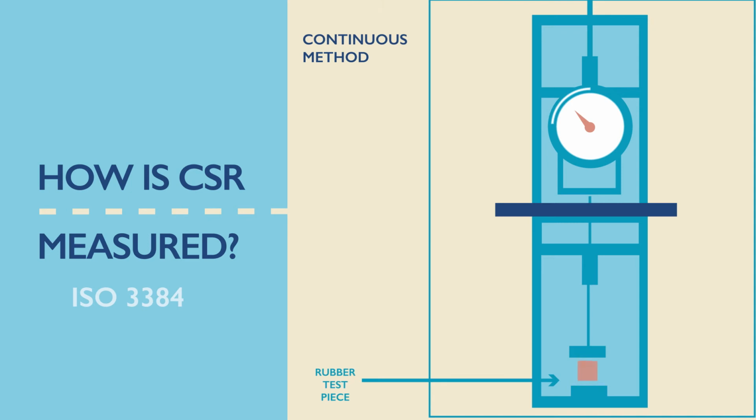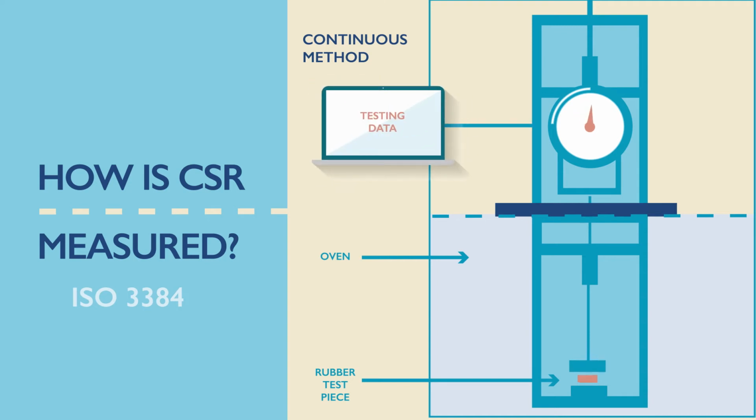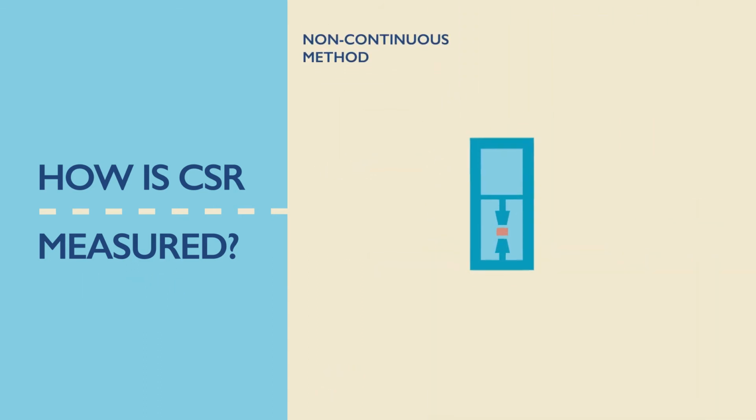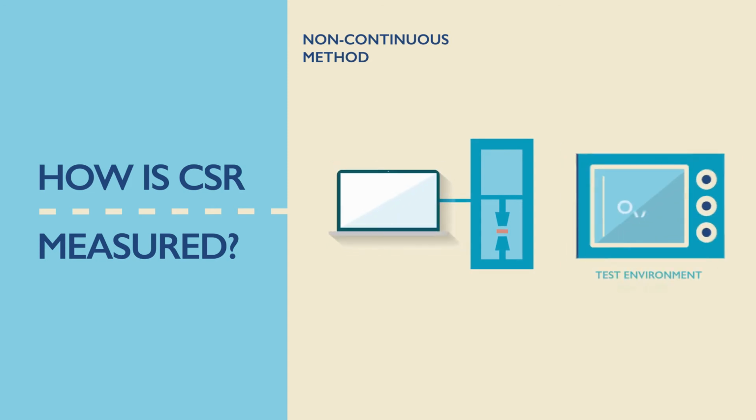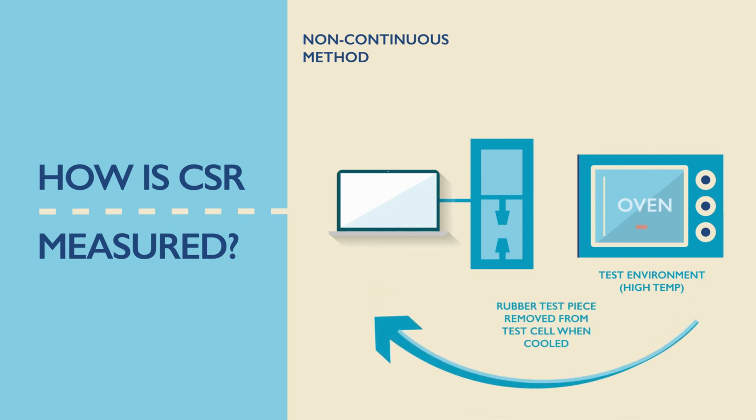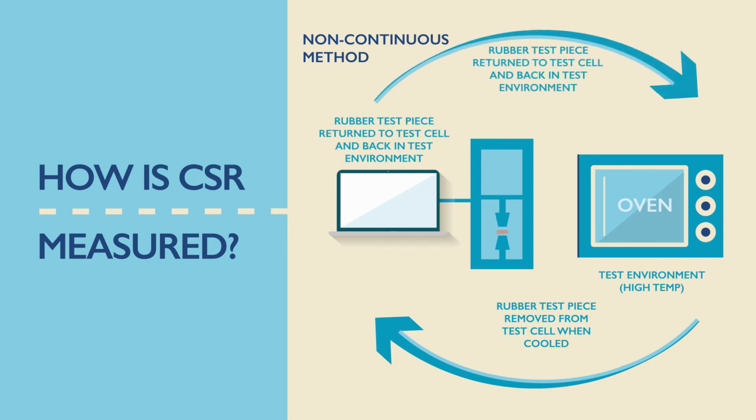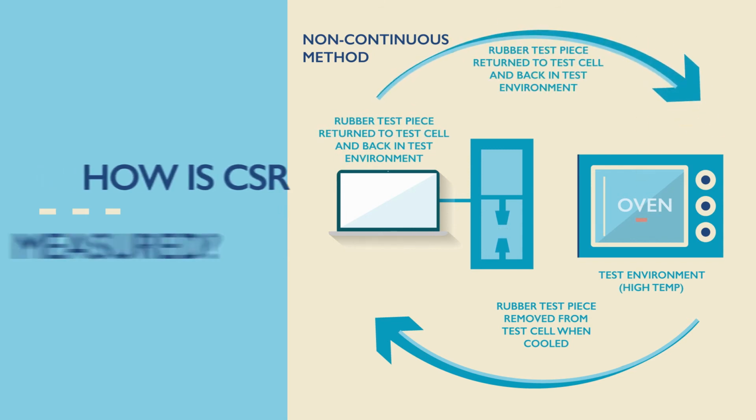Continuous uses a small portable rig with a load cell that can be placed inside the oven of CSR equipment or in a laboratory room. The rig is connected to a computer that constantly records the force data in real time. The non-continuous method uses a test cell to apply the compression. The cell is placed in the test environment and removed at regular intervals, and allowed to cool if required before the counterforce is measured using a tensile tester. The sample is then placed back in the test cell and returned to the test environment.